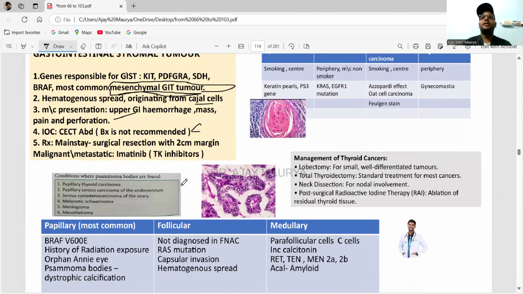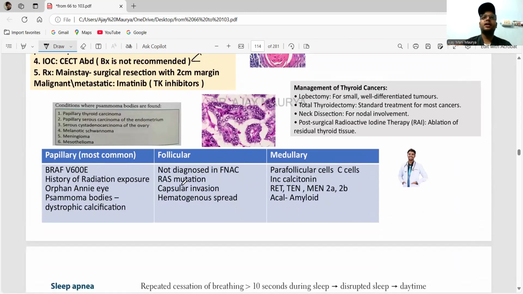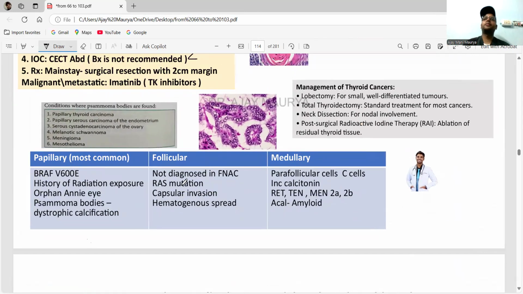Remember from the lung and the thyroid cancer. Coming to the thyroid cancer here, first of all, you have to know about this one. These two are okay.